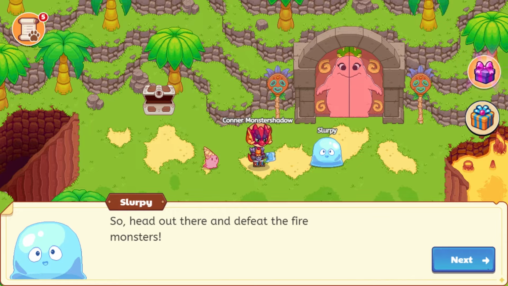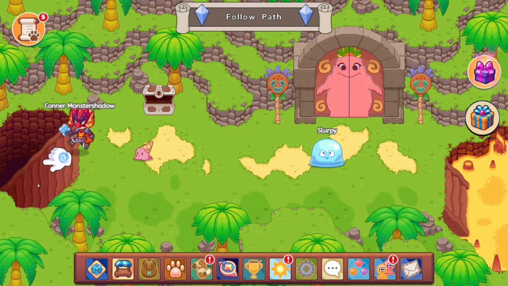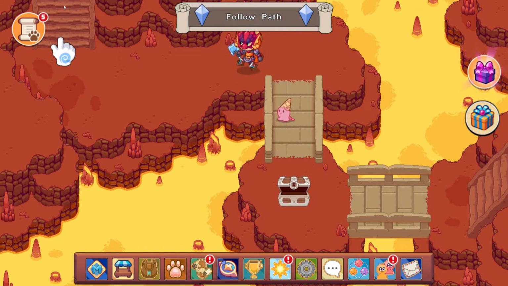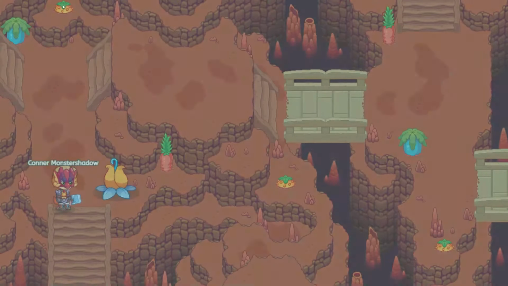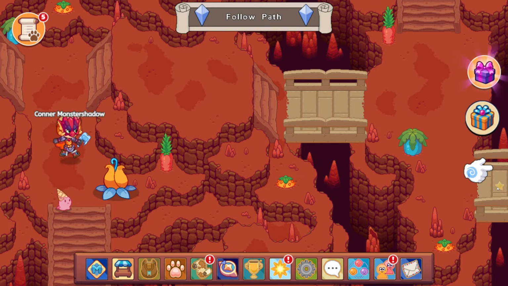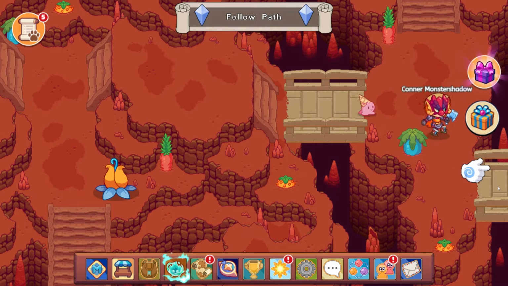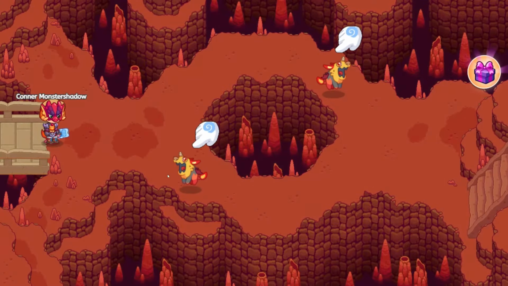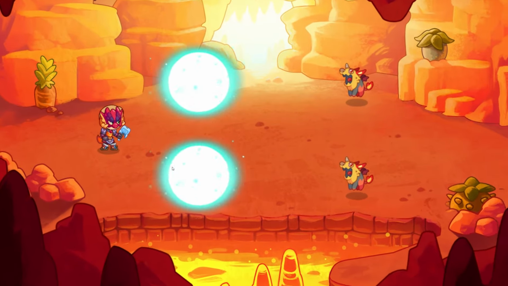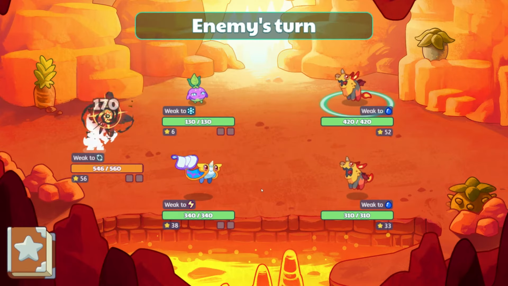All right, that is where we're going. We are going to go and defeat the fire monster. Let's swing on over here. All right, well, come on up. And the fire monsters are over here for the key that we need. All right, so we have 2 pucks here, and 2 pucks there. Here a puck, there a puck. Boom.